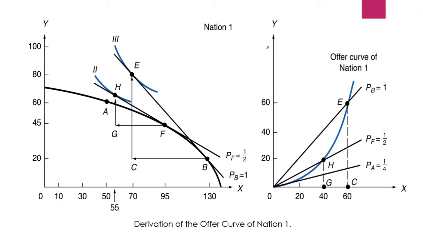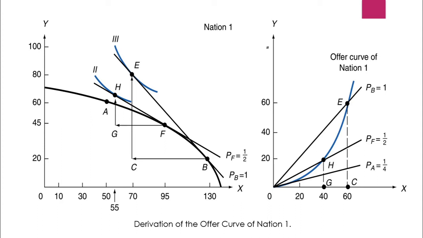So from the point of consumption, we can see that even though the nation is producing 130 units of commodity X, it is consuming only 70 units of commodity X, and the remaining 60 units constitute the export of nation 1. In the figure you can see CB. CB denotes export of nation 1, and the point E is the point of consumption.